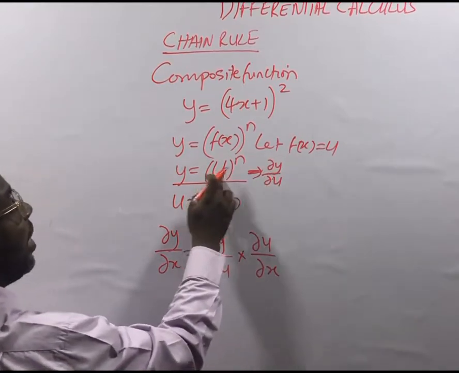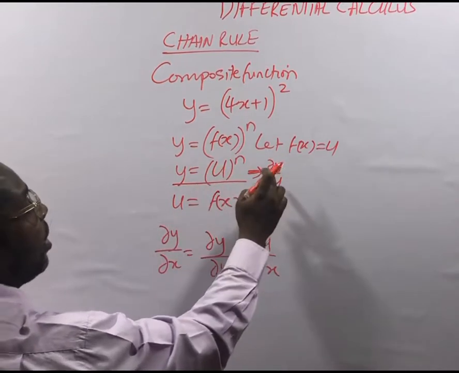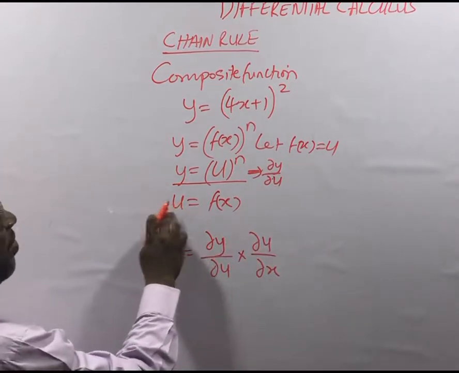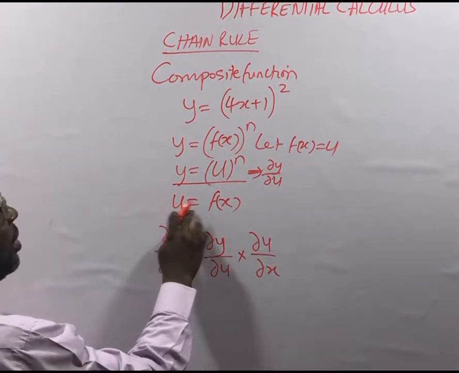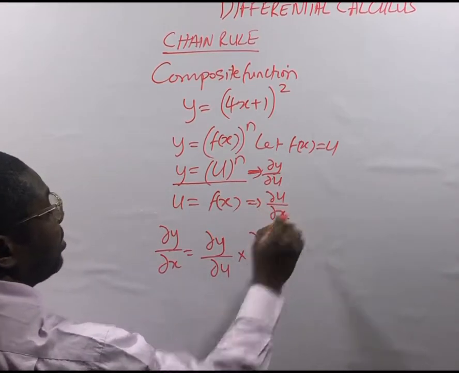This is u in here. Well, find the derivative of y based on u. That's why it is dy du. And then we are finding the derivative of u. That's why it is du dx.